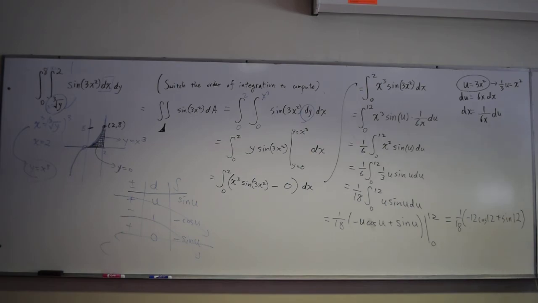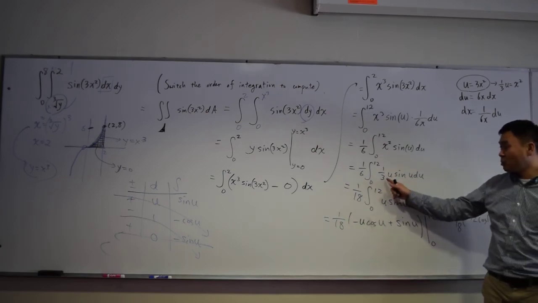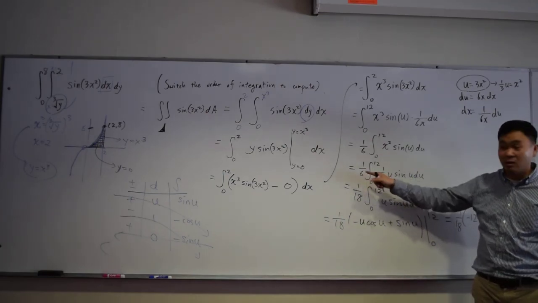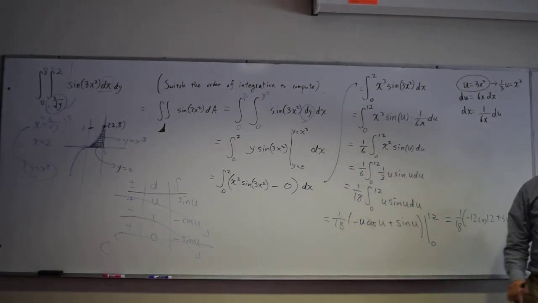Yes? Can you explain where you got the 1/3 from? Where you went from x squared to 1/3? Oh, here. U equals 3x squared, so 1/3 of u is x squared. So I replace the x squared by 1/3 of u. And then 1/3 can be brought outside. 1/3 times 1/6 is 1/18.